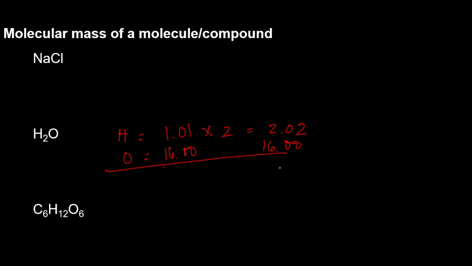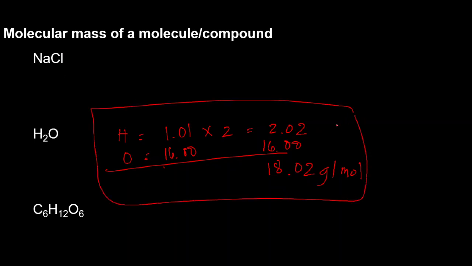So that's 2.02 from hydrogen, then 16.00 from oxygen. The molar mass of H2O is equal to 18.02 grams per mole. And of course, NaCl, that's part of your activity. That's the simplest way to find the molar mass for compounds. Compounds are made up of 2 or more elements.